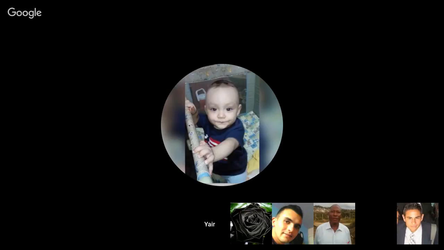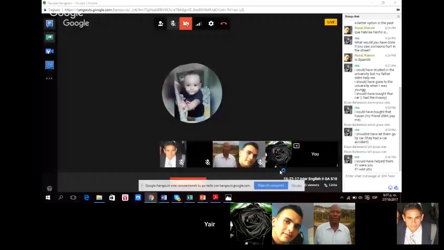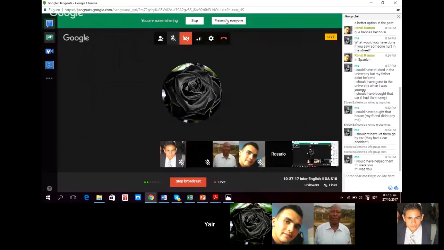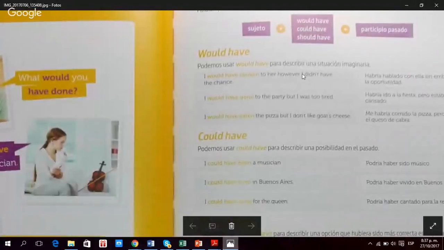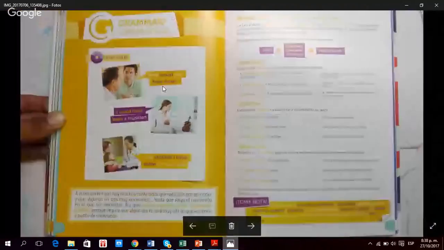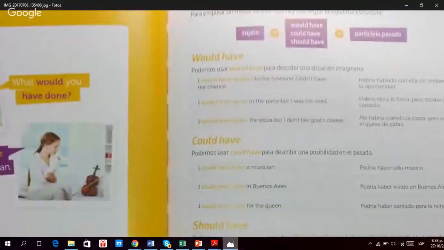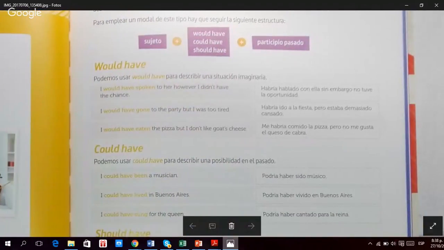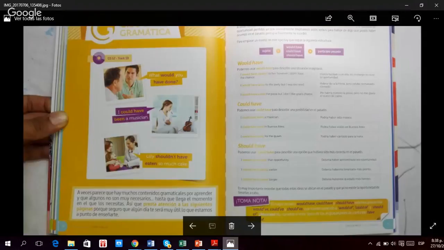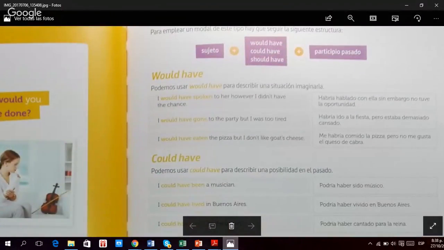Now let's see some examples from the book. No tengo cámara. Okay, can you see it? Can you see my screen? Yes, teacher. Okay. Just a moment, please.